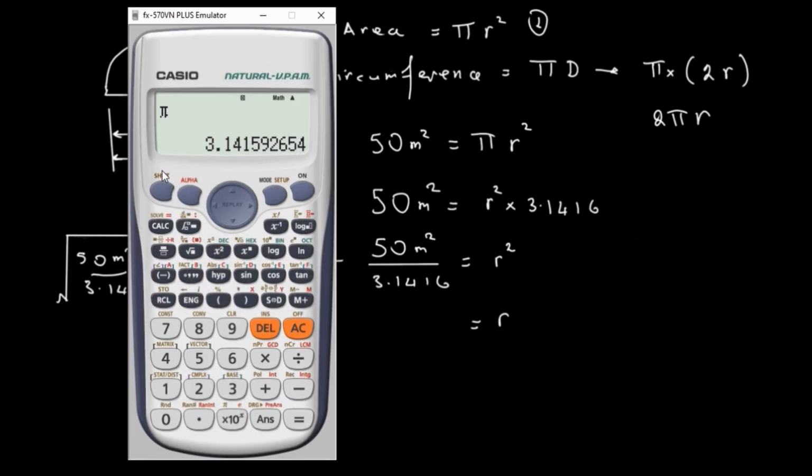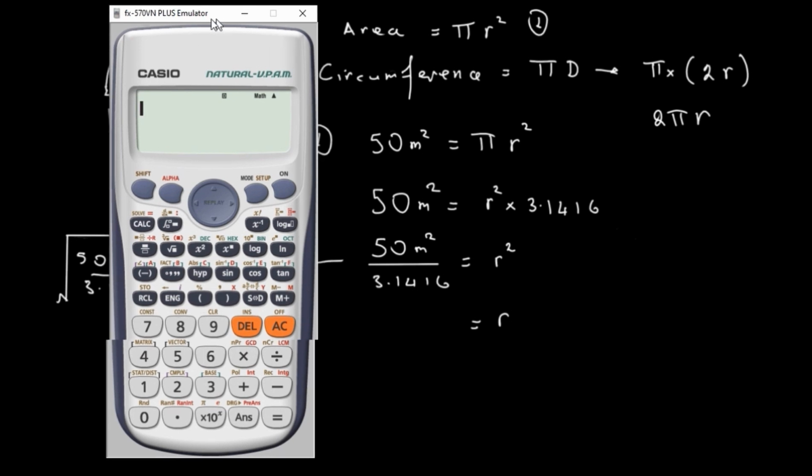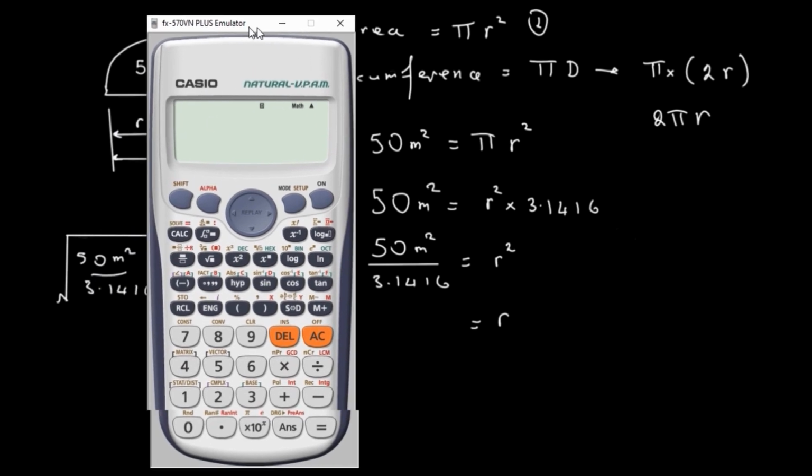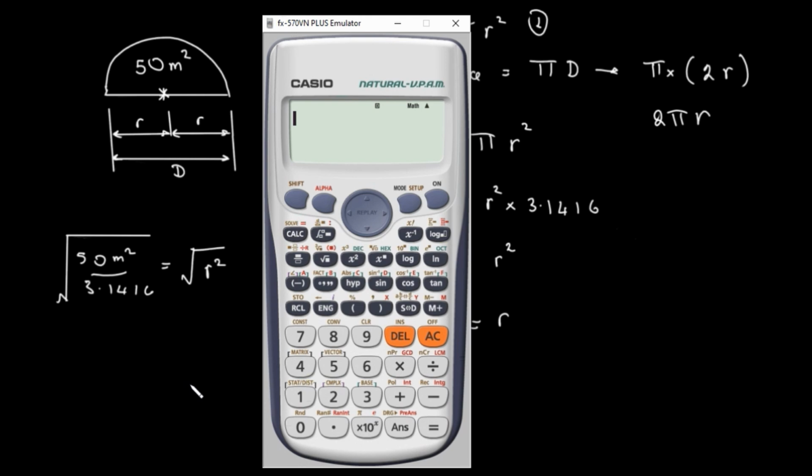Pull up my calculator, clear that lot. We want the square root of that, don't we? So square root of 50. You don't square the 50, it's just the meters there that's squared. It's telling you that that is 50 square meters, so it's 50 divided by 3.1416, come out of the square root, and that will give me a value.